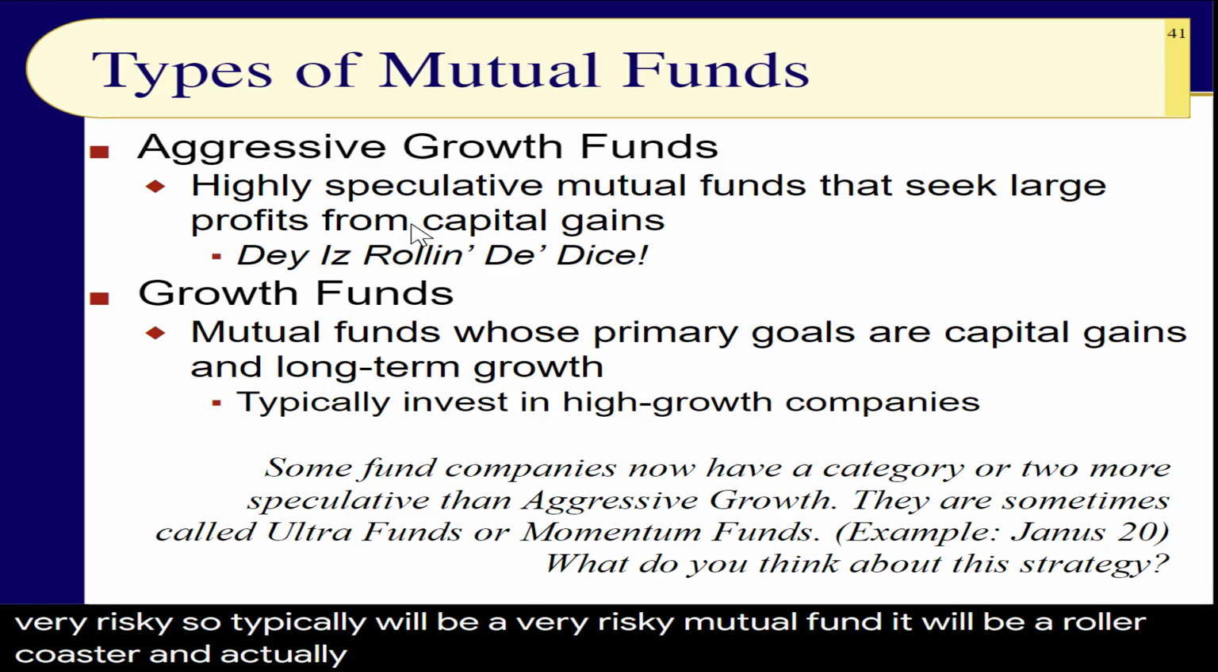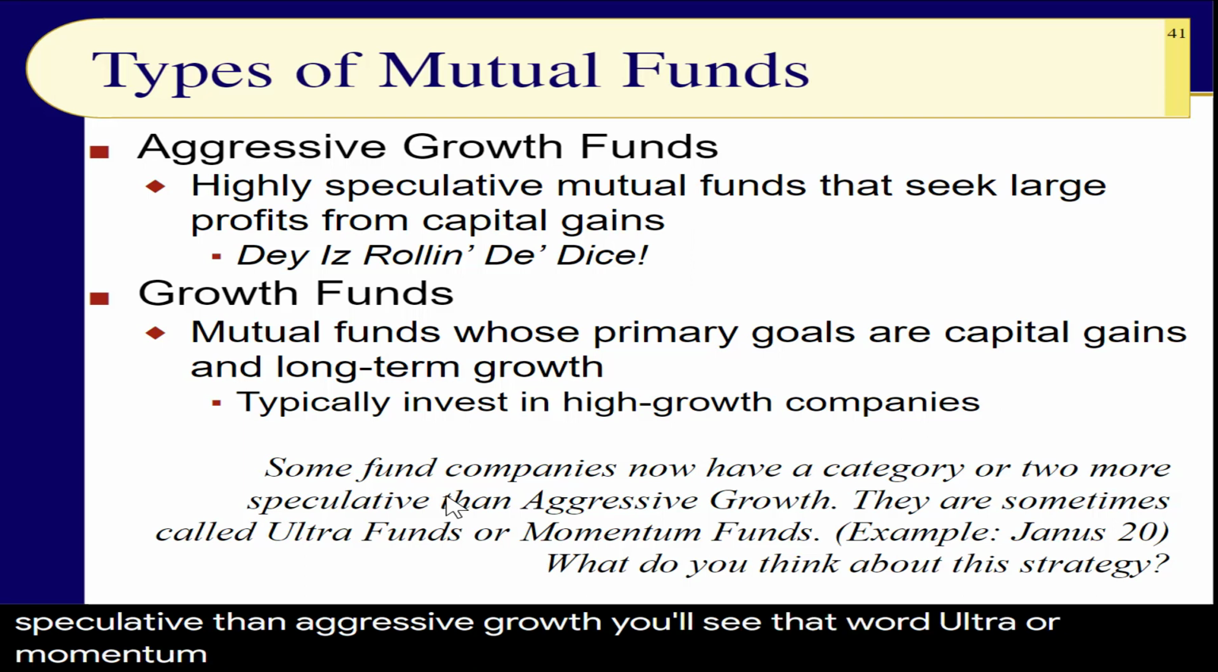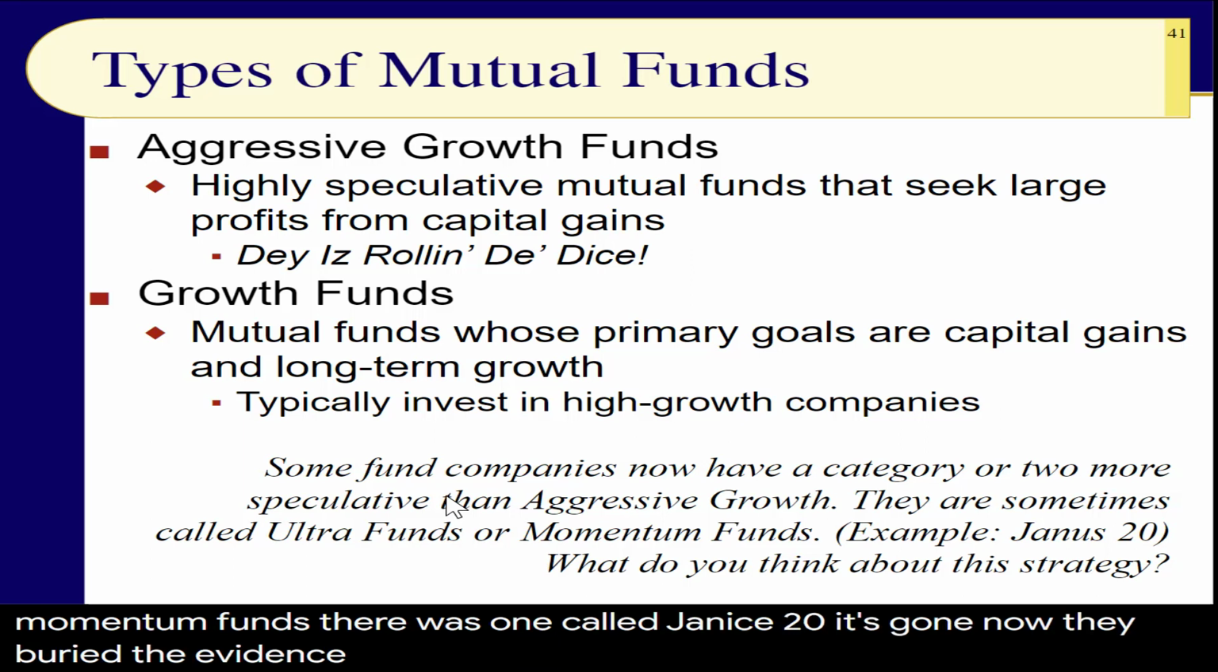And actually, some funds have a category one or two times more speculative than aggressive growth. You'll see the word ultra or momentum funds. There was one called Janus 20. It's gone now. They buried the evidence.